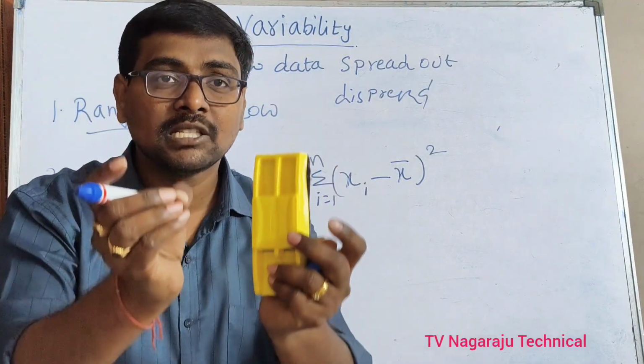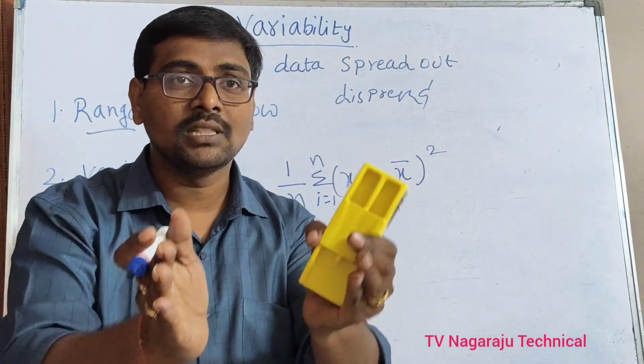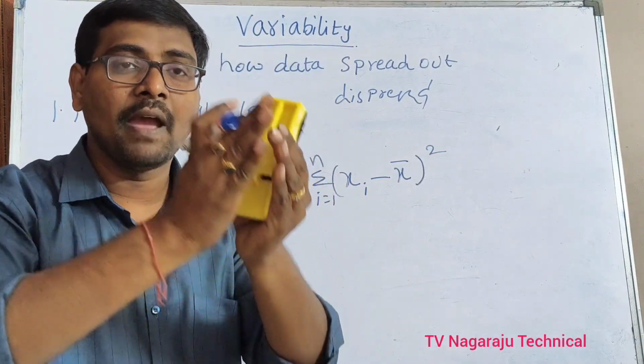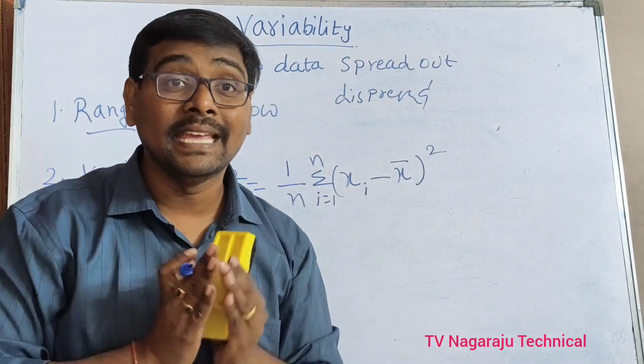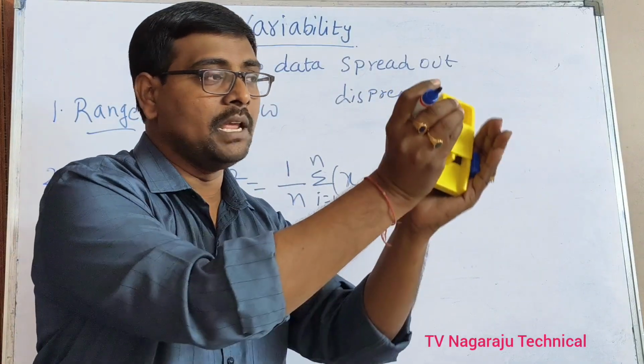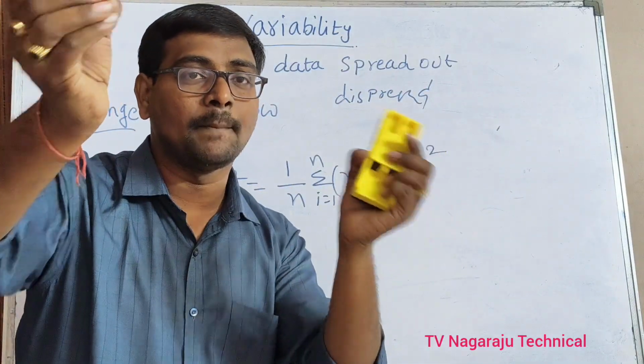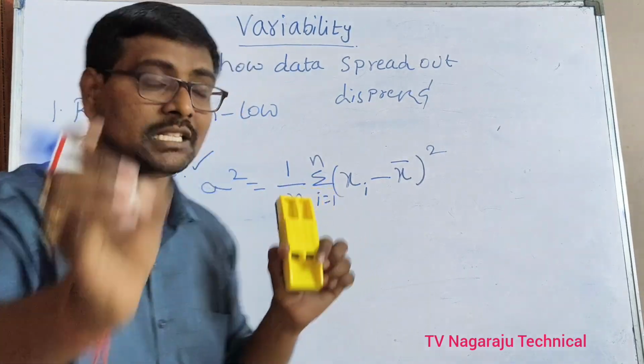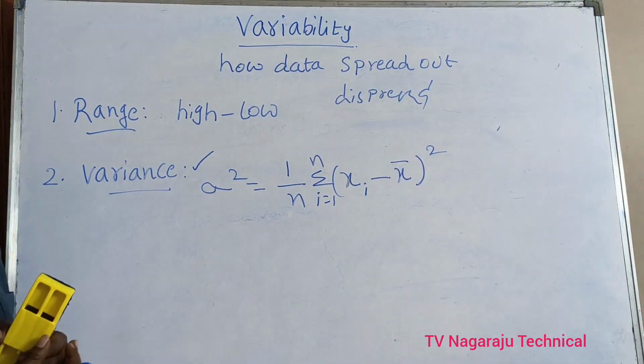So the average squared deviation from the mean is called variance. Simply, variance specifies how far the data values are apart from each other. That is simply the distance from one point to another point. So how far each and every point is from the others is measured using variance.